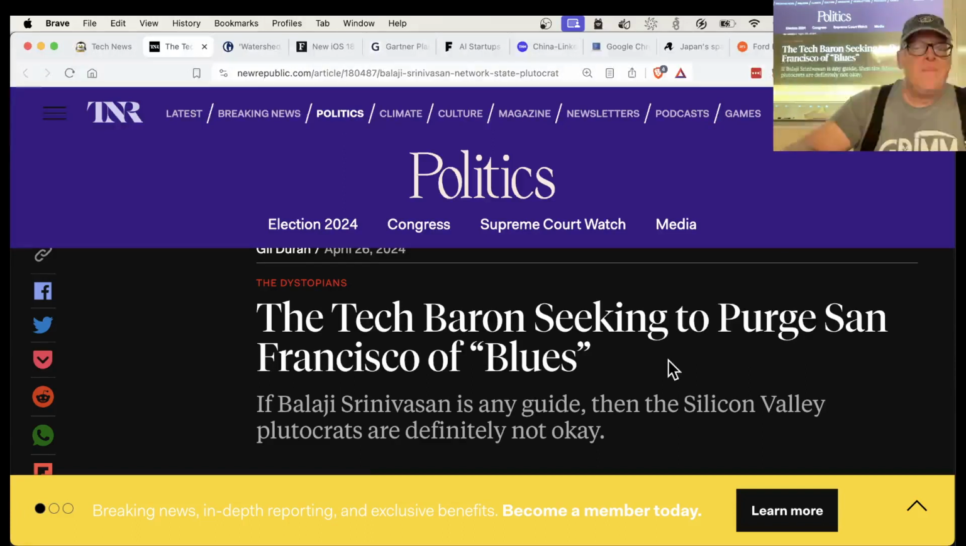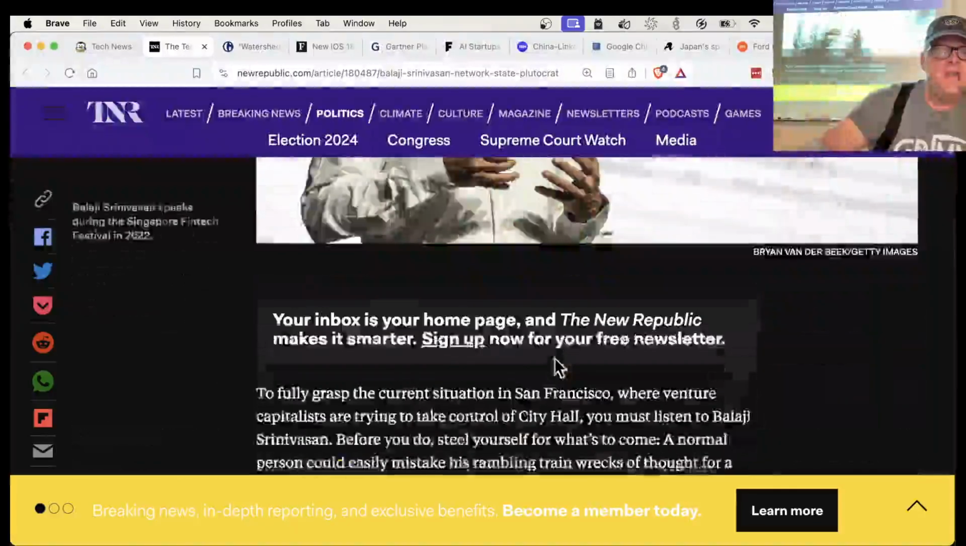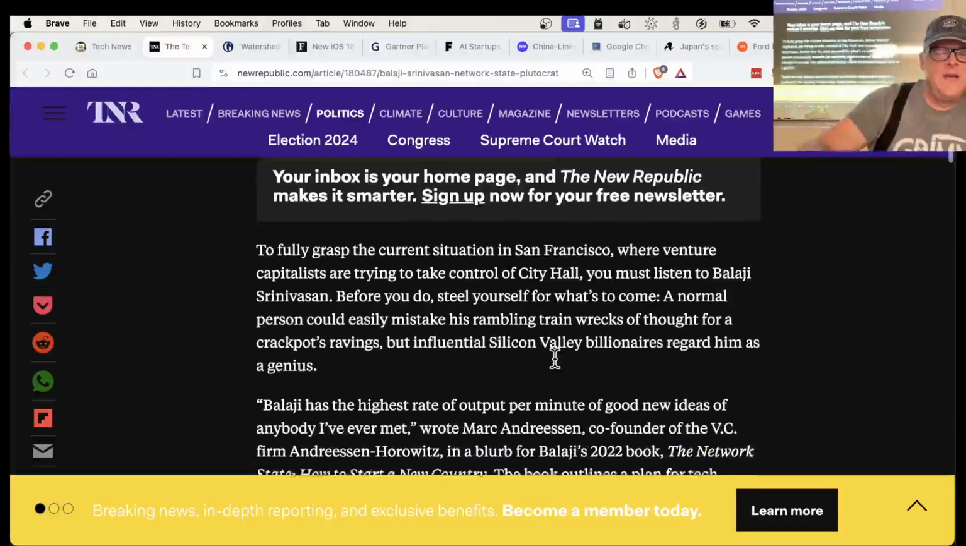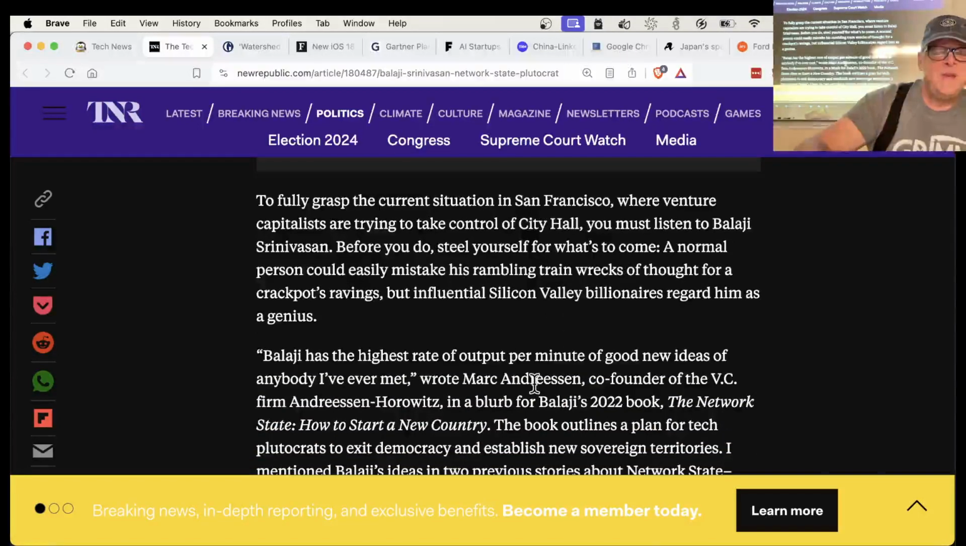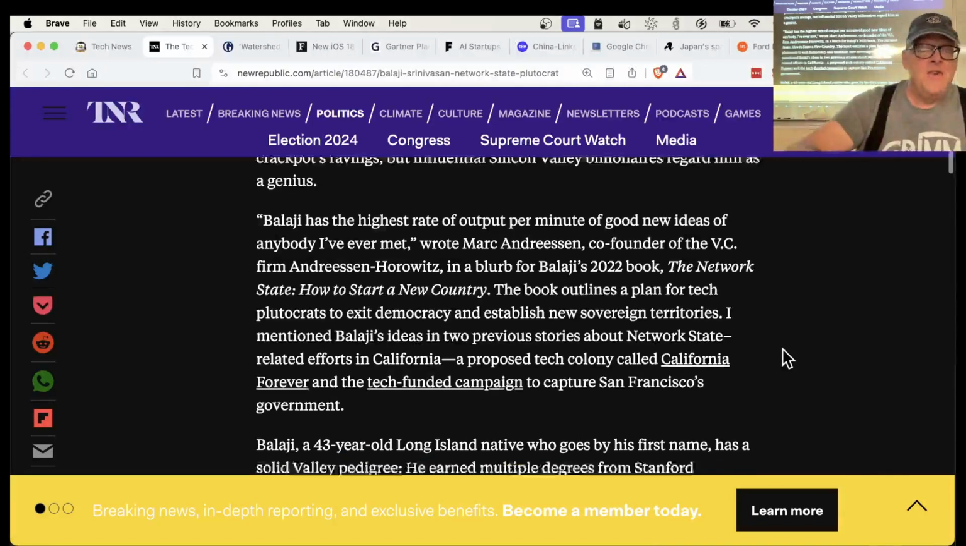But here's a new one, yet a new wacko religion. This guy, Balaji Srinivasan, who apparently was the CEO of some very famous company. He's written a book about how to start a new country, and this is basically a fascist manifesto, which is what most of them are. They're billionaires, so they think all the poor people should just be exterminated and they should just rule the world.